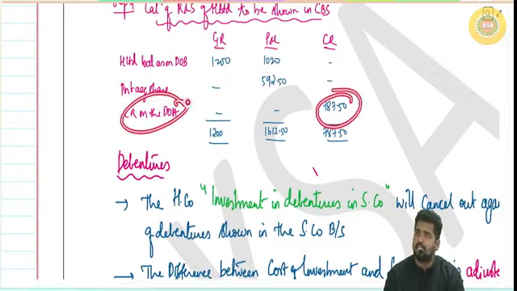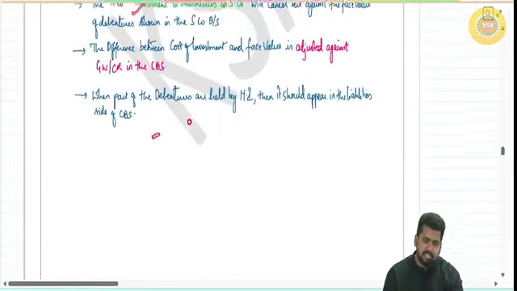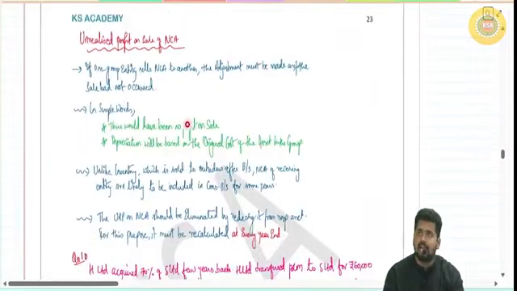Clear? Don't adjust that error and all. Don't do such things. Clear? Because it is not at all an error. Debenture also, as I said, same story you have to do. Clear?